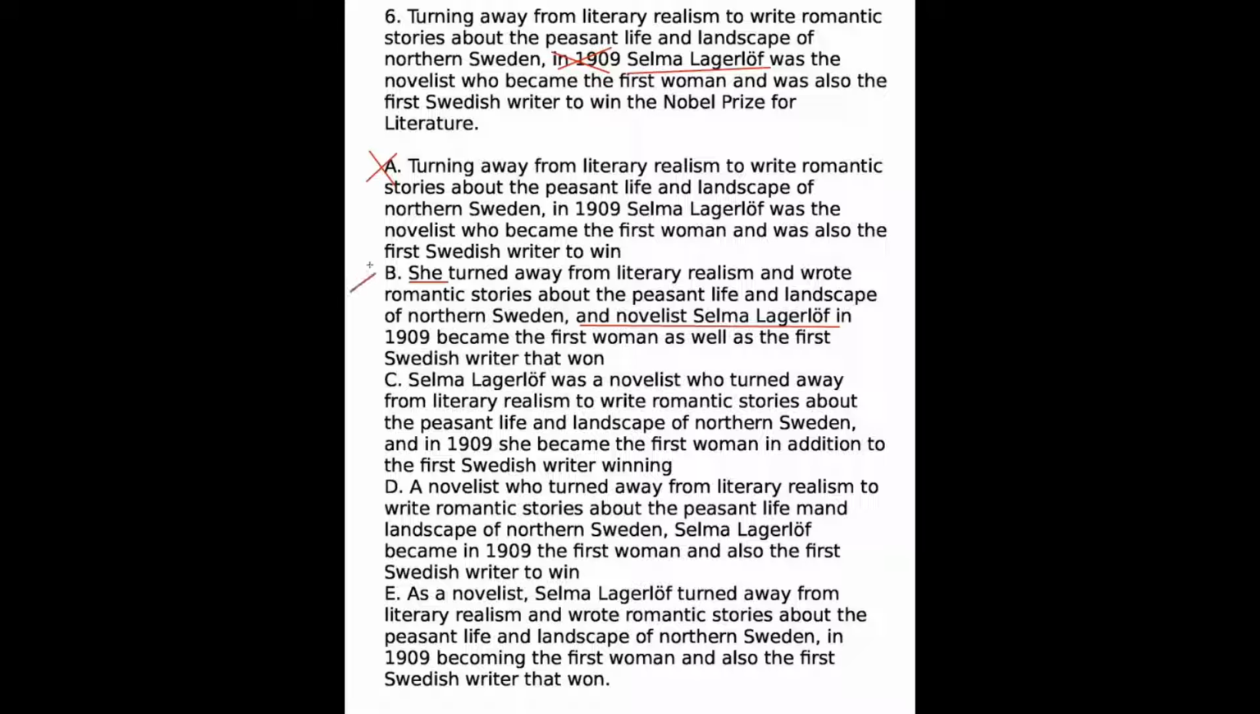There's no antecedent anyway for she, so there's only a later word. So let's get rid of B. Let's come on to C.